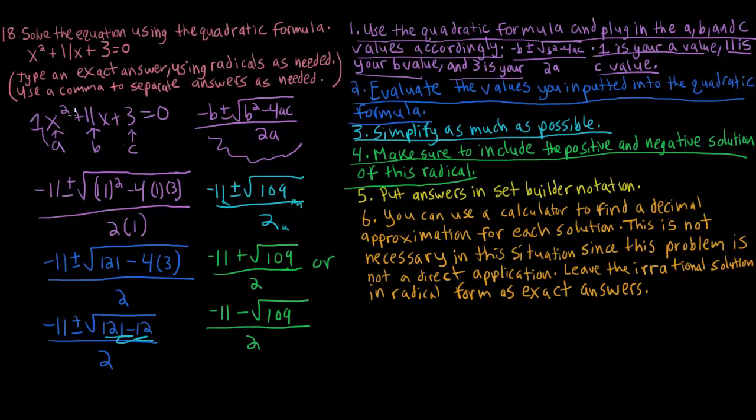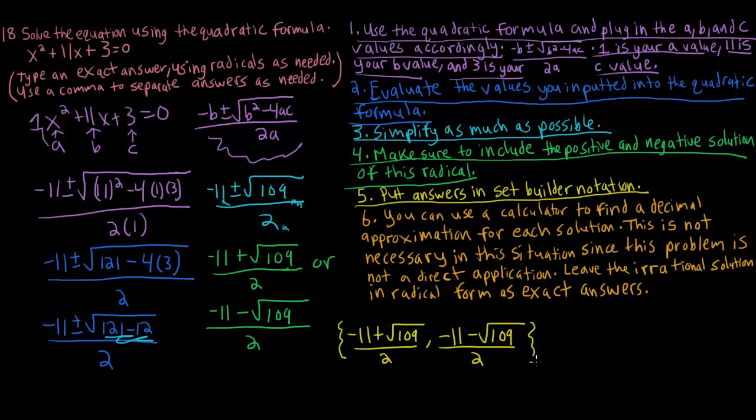So for step 5, it says to put the answers in set builder notation. You just need your braces, your curly brackets, and then you have negative 11 plus the square root of 109 over 2, comma, you have negative 11 minus the square root of 109, all of that over 2, and then that right there is your answer.